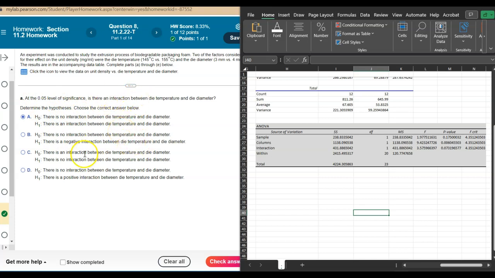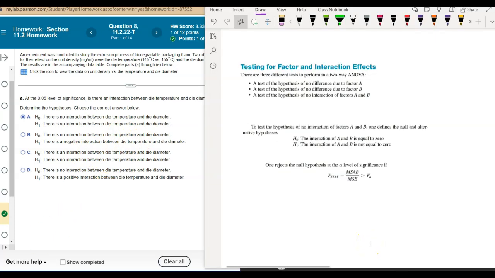According to your book, just let me grab the formula. According to your book here, there are three tests: factor A, factor B, and interaction. On the exercise, it's starting with the interaction. So the hypothesis H0 for the interaction is that the interaction between A and B equals 0. So this is no interaction. H1 will be that the interaction between A and B is not equal to 0, so there is an interaction.